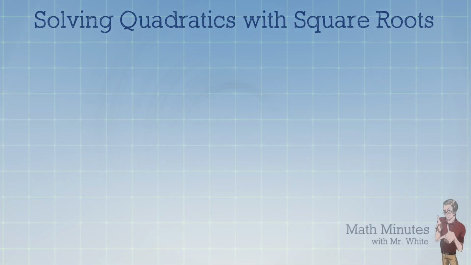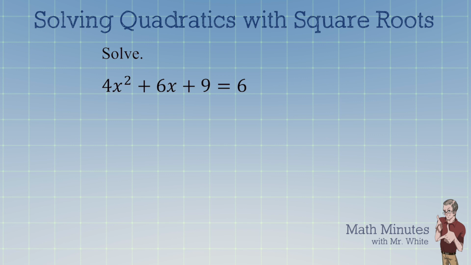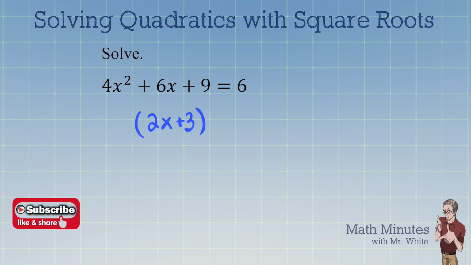All right, this is the last problem today, and you might be thinking, oh my goodness, this looks completely different. We have a middle term this time, so how could we possibly use a square root? Well, if you are good at factoring, you recognize that the left side is 2x + 3 times itself. It is a binomial squared. So we could rewrite it like that first, and then square root both sides. And you get 2x + 3 equals plus or minus radical 6.